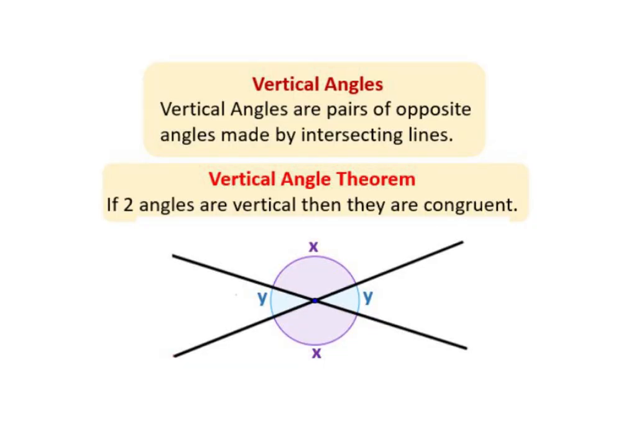The first vocabulary word is vertical angles. Vertical angles are pairs of opposite angles made by intersecting lines. So in this case, angle Y and angle Y would be the same angles. Angle X and angle X would be the same angles. So if we knew that angle X on top was 150 degrees, then we would know that the bottom is also 150 degrees. We would also say if two angles are vertical, then they are congruent, which means they are exactly the same.